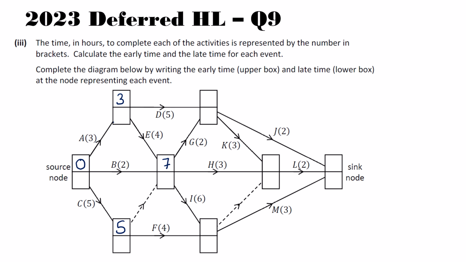So then the next one I'm going to look at is this node here. There are 2 activities feeding in, both F and I. We're going to pick the biggest. So going from F, we have 9. Going with I, we have 7 plus 6, which is 13. 13 is bigger, so that's the one we're going to stick with. Then I'll move up here. It has 2 activities feeding in. So we have D, which will add 5 onto 3, which is 8, or G, which will add 2 onto 7, which is 9. So this is 9.